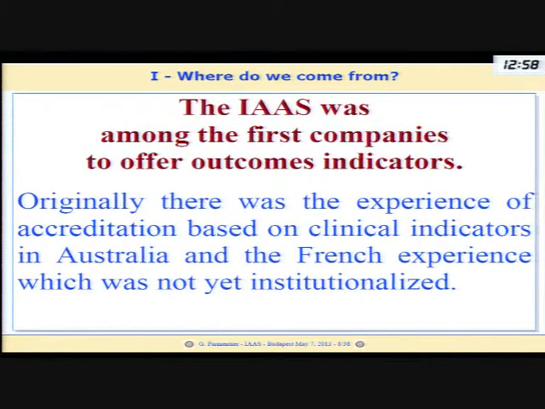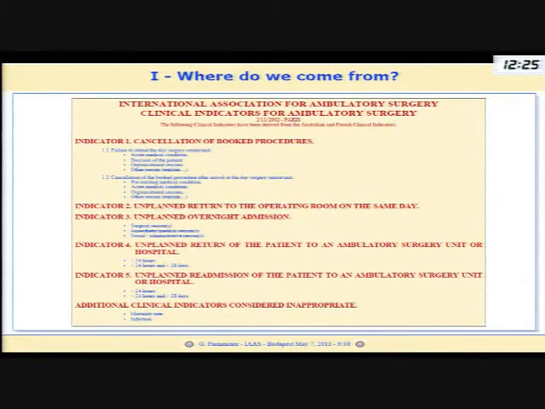And the IAS was among the first companies to offer outcome indicators. Originally, there was an experience in accreditation based on clinical indicators in Australia. And you heard this morning it was finished. It was a very pessimistic presentation this morning on what is happening in Australia today. And there was the beginning of a French experience, because AFCA, the French society, wants to go this way of outcome indicators. And then you know the first clinical indicators promoted by IAAS.